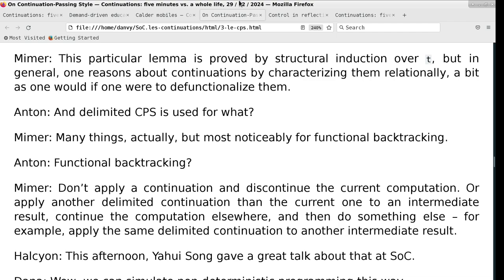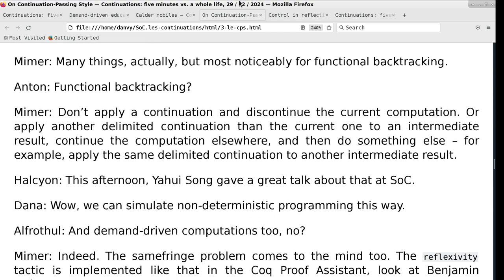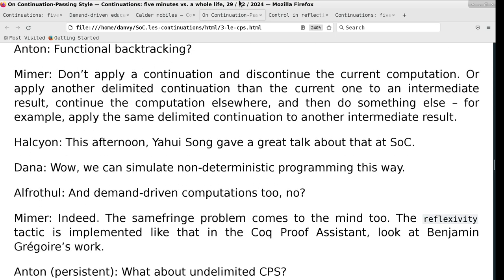And delimited CPS is used for what? Many things, actually, but most notably for functional backtracking. Functional backtracking? Don't apply a continuation and discontinue the current computation, or apply another delimited continuation than the current one to an intermediate result. Continue the computation elsewhere and then do something else. For example, apply the same delimited continuation to another intermediate result.